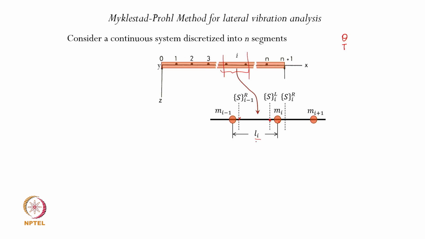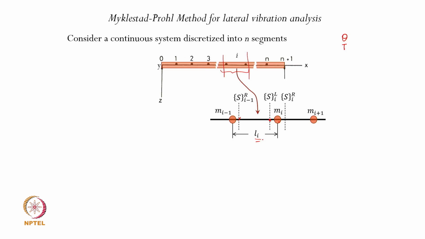That ith segment can have the length denoted as Li, and it will have its own properties. So in this case, because it is flexural vibration, the property that we are going to look at is the flexural stiffness instead of the torsional stiffness as in the Holzer method dealing with torsional vibrations. So in this case, the parameters are going to be a bit different.